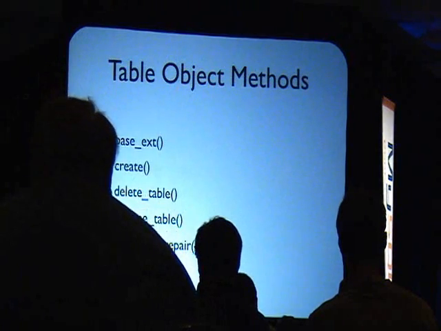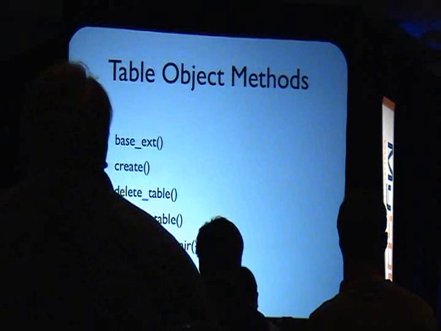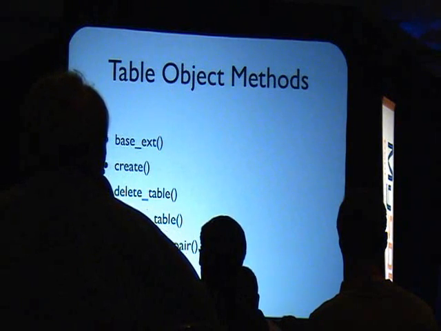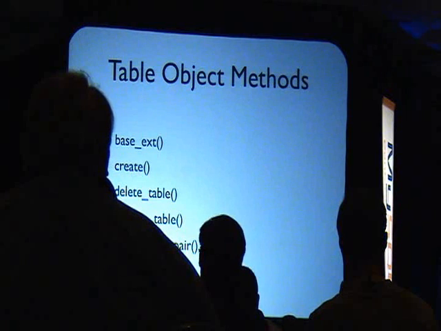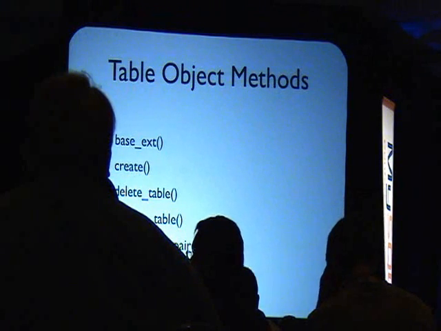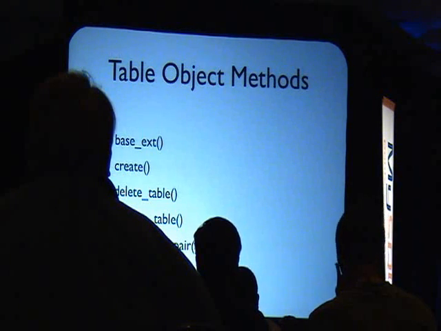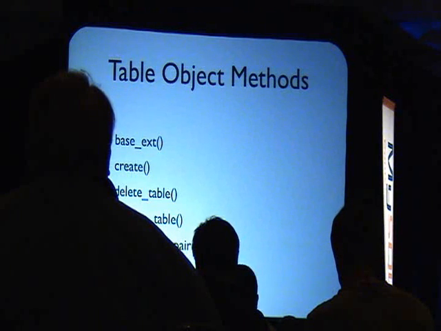Now I want to get into actual table object methods, which talk a little more about the pieces that put together and take apart tables. The table-level object methods are pieces that frankly probably belong in the Handlerton and probably less in the handler, but they're there today. The base extension is one call. We also have create, delete table, rename table, and optimize, repair, etc.